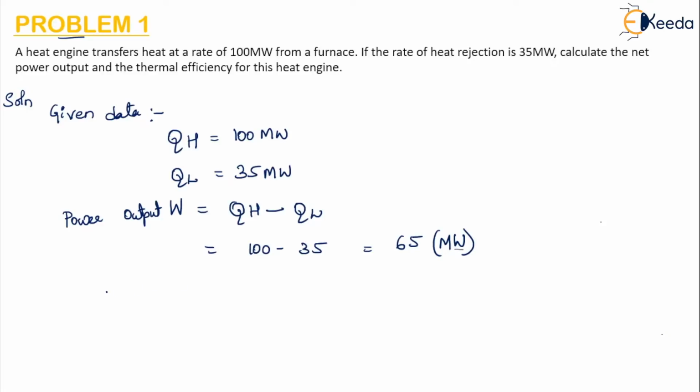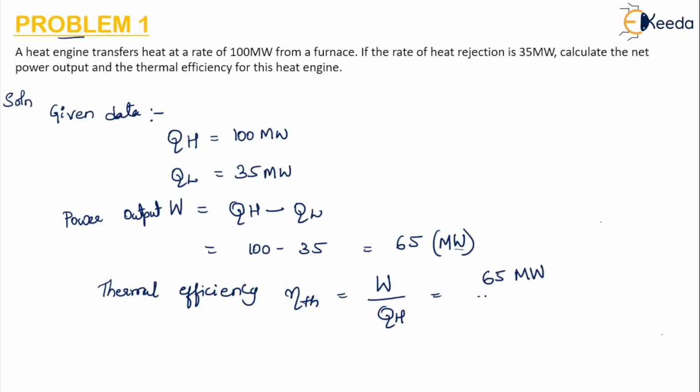Then they are asking us to calculate the thermal efficiency. For the thermal efficiency, we write it as eta, that is power output divided by the heat entering from the furnace, or the heat engine transfer rate. So that is given by 65 divided by 100, which will give us 0.65.